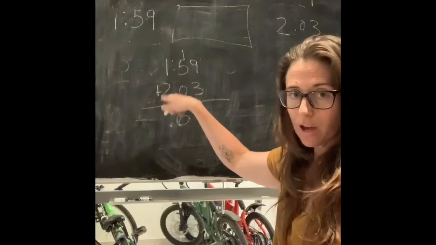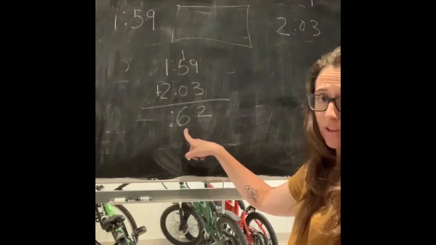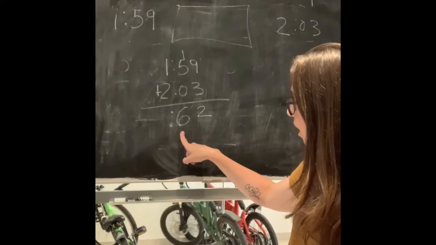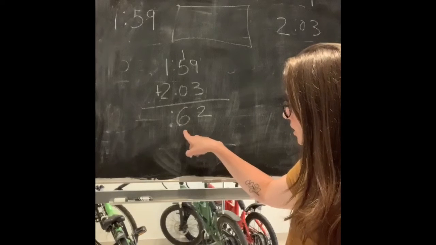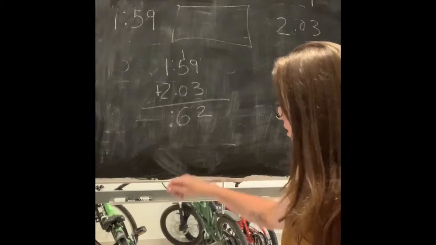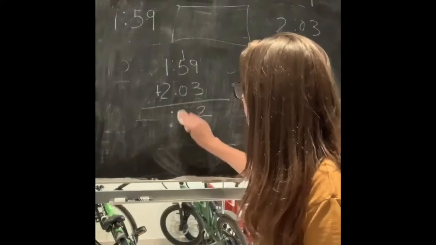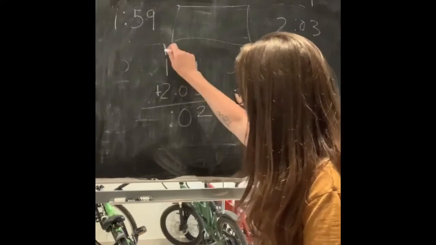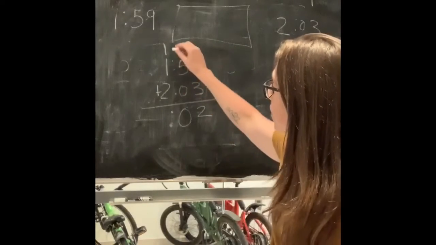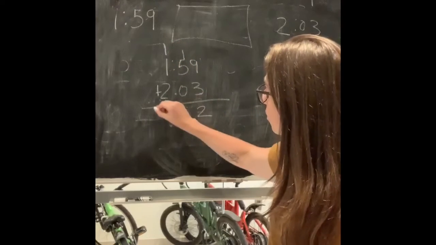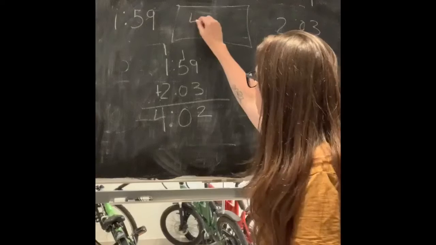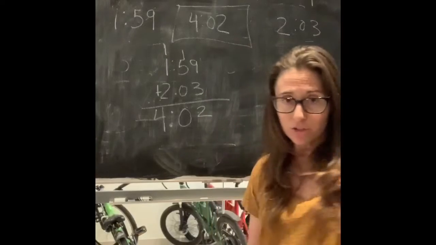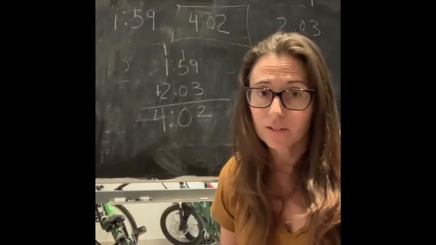Can I just carry on and add the hours? Well, I have more than an hour right here that I have to deal with first. So I know that there are 60 minutes in an hour. So let's take this 60 minutes here, and we're gonna carry it into the hour column. So I'm gonna take that 60 minutes and turn it into an hour over here. So now I have 1, 2, 3, 4 hours. And 2 minutes.